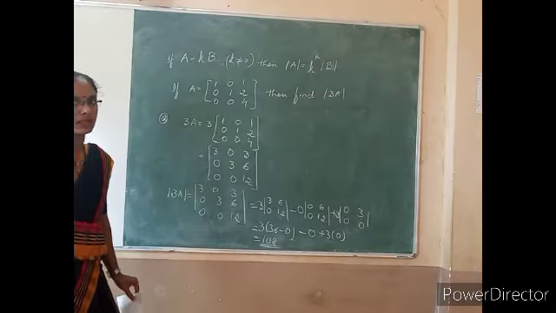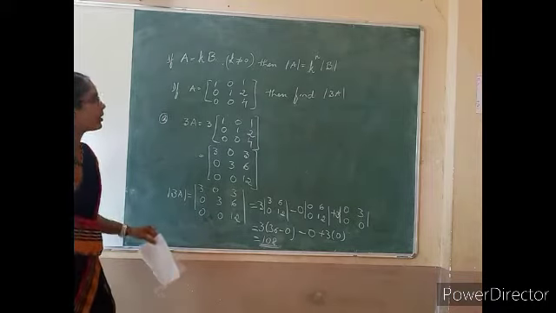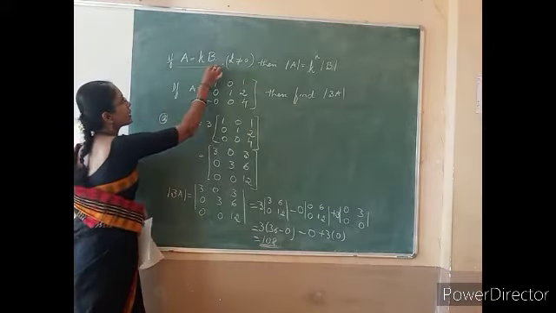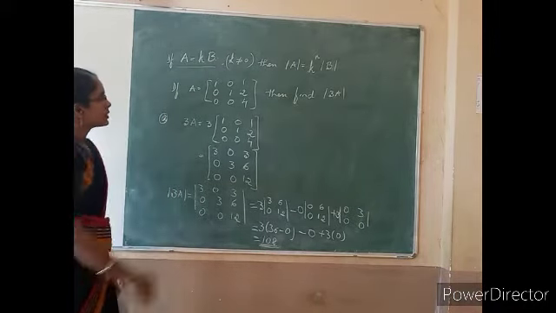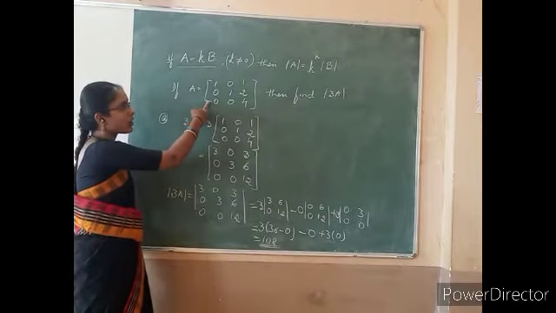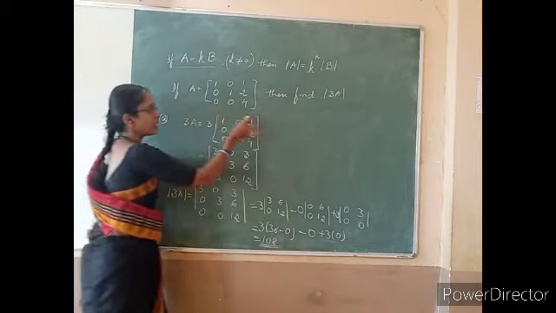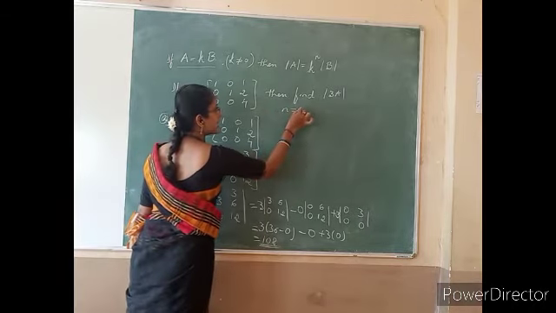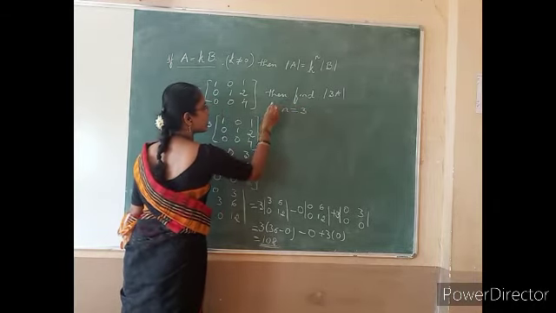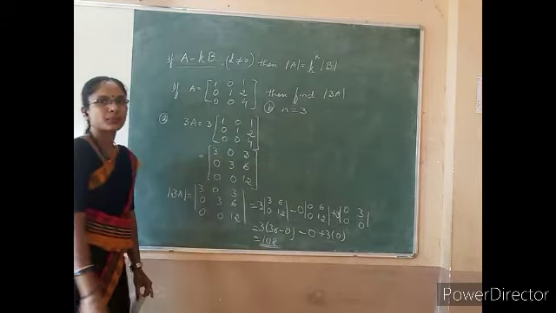Okay, this is one method. You can use this method, or if you remember this formula, it is easy. So this is the matrix A. What is the order of the matrix? Order of the matrix is 3 by 3. Therefore, in that case, I will choose n is equal to 3. So this is the second method.